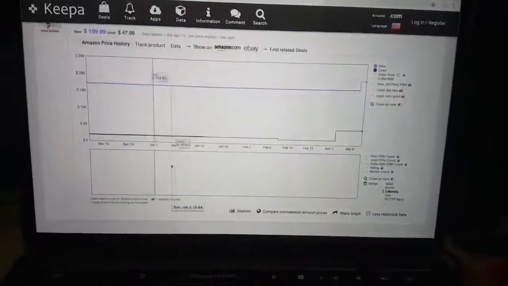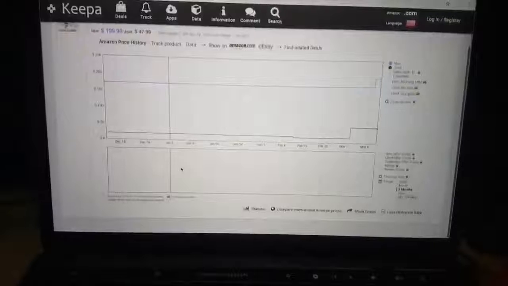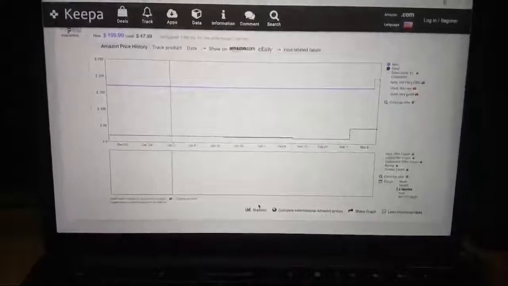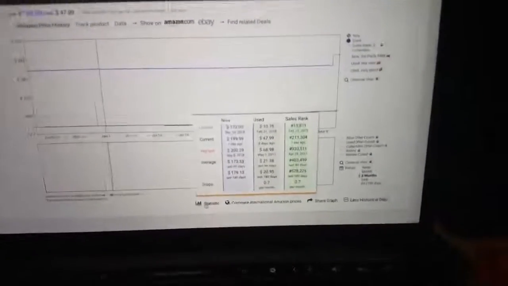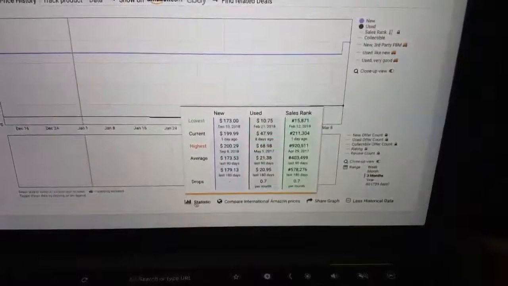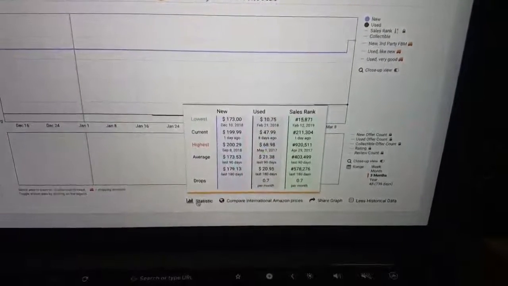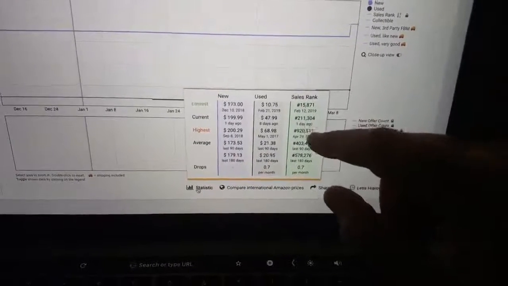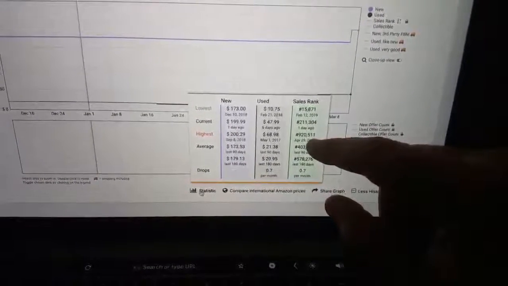So here's a Keepa page for a CD that I'm looking at. If you go down here, you see statistics, and right here is all the sales rank. So they have, what is that? February? Oh, okay. I can't read it. One day ago, I guess. I don't know what that is.